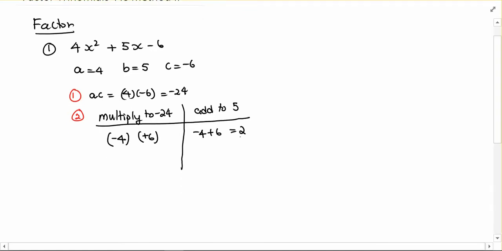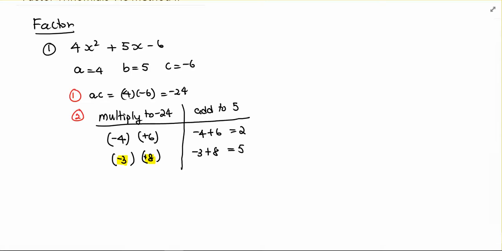So that's too small, so I'm going to increase the 6. 7 doesn't divide 24, 8 does. So plus 8 minus 3, does that work? Indeed it does. So now I have my pair of numbers.